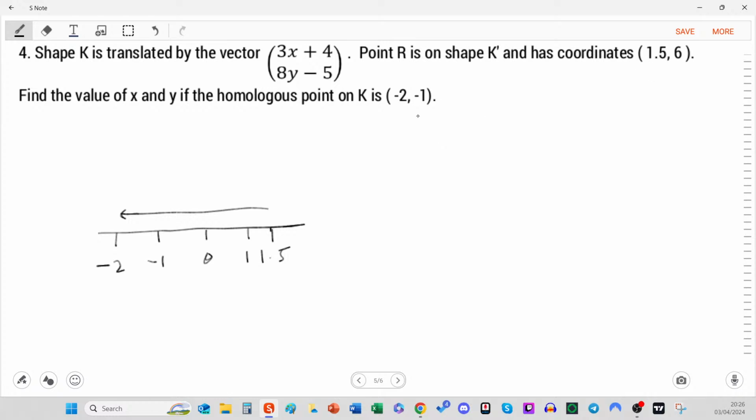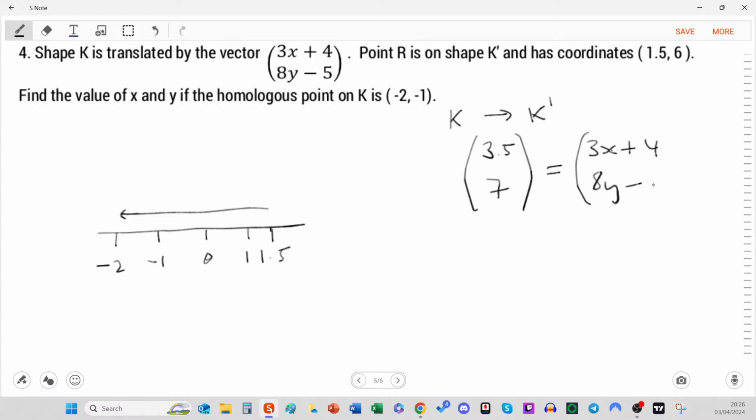So -2 goes to 1.5, so that's 3.5. And then -1 goes to 6, so that's 7. Okay, so this is the actual vector that maps K to K prime. And R is a point on that shape. And it's translated by this vector, okay? So this vector is being represented by an equation.